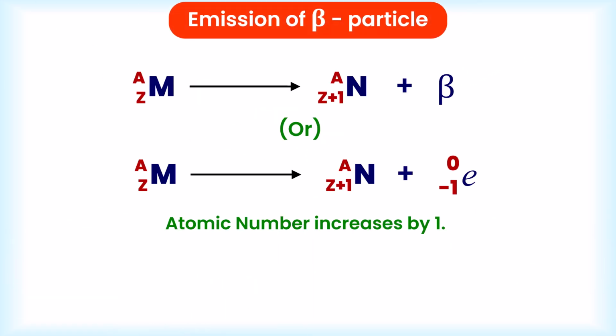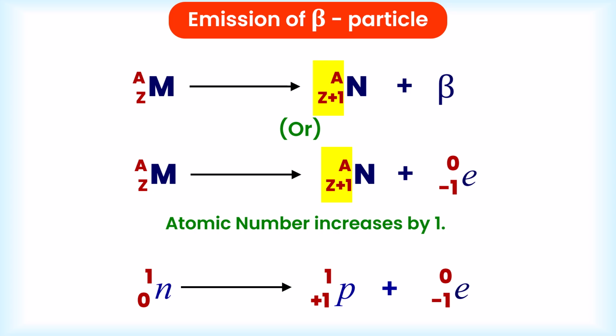Now let us understand what happens when a beta particle is emitted. When a beta particle is emitted, the atomic number of the resulting nuclide increases by 1 while the mass number remains unchanged. To understand this, we need to look at what happens inside the nucleus during beta emission. A neutron in the nucleus is converted into a proton and an electron. The emitted electron is what we call the beta particle. As a result, the number of protons increases by 1, which leads to an increase in the atomic number by 1.